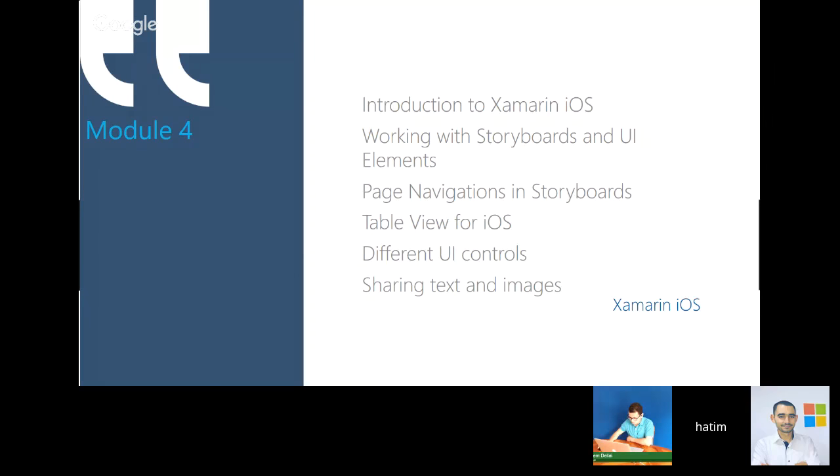The next module, the fourth module, concentrates more on iOS. What you saw in the start was the first flavor, which was Forms. Then we'll see native approaches for Android and iOS. In iOS, you look in more detail at how to work with storyboards, the different UI elements, navigation of views between your storyboards, a table view for your iOS, different controls, and how to share text and images between your views.